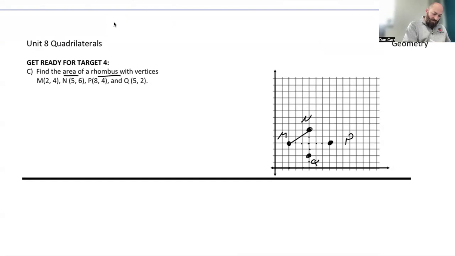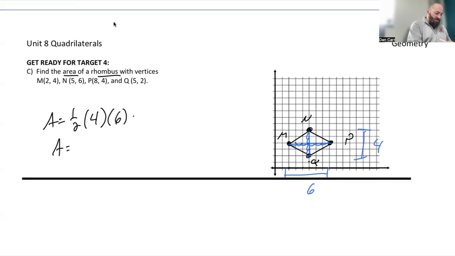So here's my rhombus. Now remember, with a rhombus, we are looking for diagonals. That's going to be the easiest way to do this problem. My diagonals are going to be drawn here and here. So I just need to count out those two lengths. I've got 1, 2, 3, 4, so that's a length of 4. And I've got 1, 2, 3, 4, 5, 6, so 6 there. That means I have everything I need now, which is 1/2 of 4 times 6. So the area is going to come out to 12 units squared.